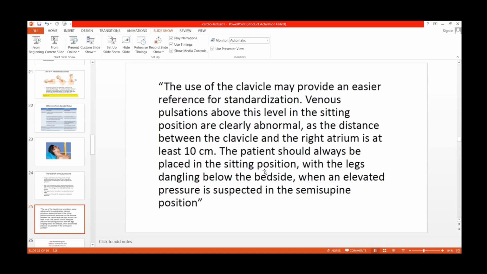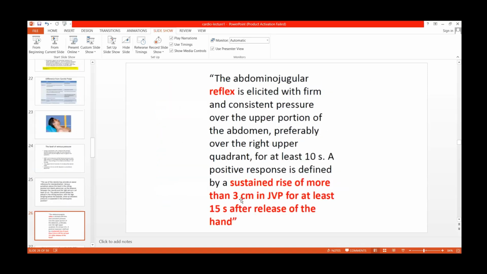Next is one important thing I want to remind, that is abdominojugular reflex. Abdominojugular reflex is elicited with firm and consistent pressure over the upper portion of the abdomen, preferably over the right upper quadrant, for at least 10 seconds. And a positive response is, just look at this, a sustained rise of more than 3 centimeter in JVP for at least 15 seconds after release of the hand.